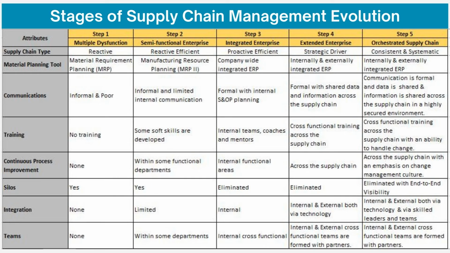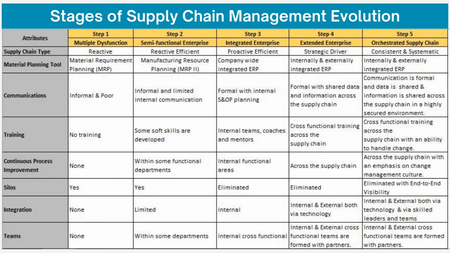Continuous process improvement. In multiple dysfunction, there is no concept of improvement. Whereas in semi-functional enterprise, continuous improvement takes place in some of the functional departments. In integrated enterprise, continuous improvement takes place in internal functional areas only. Whereas in extended enterprise, continuous improvement is considered across the supply chain. In an orchestrated supply chain, continuous improvement takes place across the supply chain with an emphasis on change management culture.